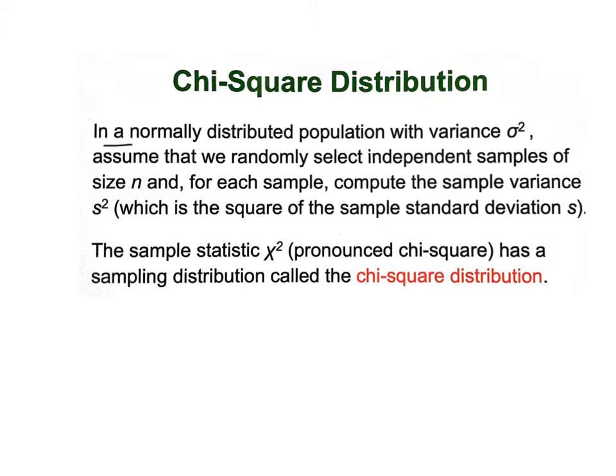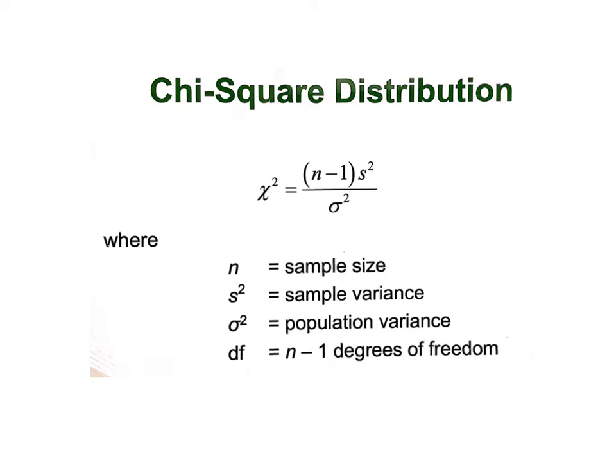Okay, chi-square distribution. First of all, consider a normally distributed population with variance, which is the symbol for population variance. It's always been standard deviation squared, which is sigma squared. Assume that we select independent samples of size n, and for each sample, compute the sample variance. Then the sample statistic chi-square has a sampling distribution that is called the chi-square distribution. I'm going to show you what that looks like. If you do all the variances from all the samples, like we did all the p hats when we got that normal distribution, this is what it's going to look like. Well, not there yet. Here's the formula for what it's going to look like.